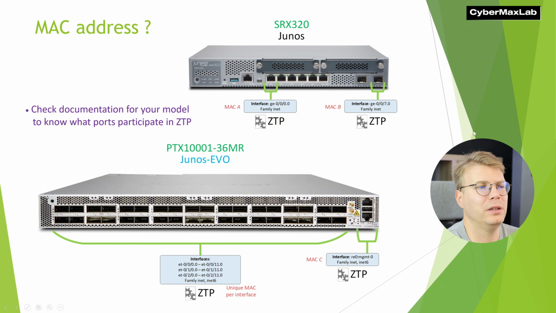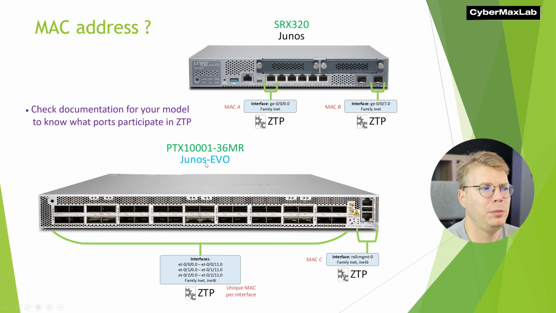A couple more examples. SRX 320 runs ZTP only on two interfaces, on port 0 and port 7. It doesn't run it on other interfaces. It, however, runs DHCP on them in the server mode. But again, this is unique for the SRX scenario because SRX is ready to go and work out of the box. These two interfaces are configured with family INET, and they run DHCP. Because there are two separate logical interfaces, they have different MAC addresses.